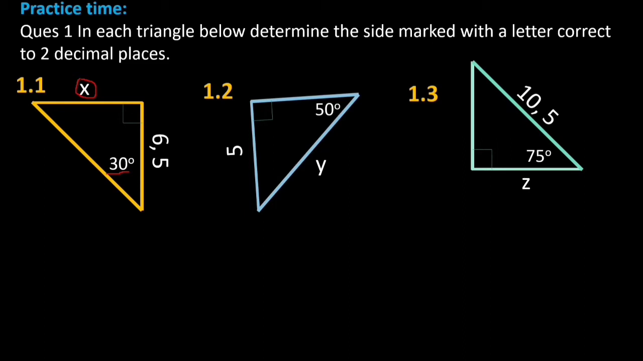What ratio works with the opposite side and the adjacent side? Well, it's the tan ratio. Remember, we said the tan is equal to the opposite side over the adjacent side. So we can actually say the tan of 30 is equal to the opposite side over the 6,5. Okay, you can use SOHCAHTOA.